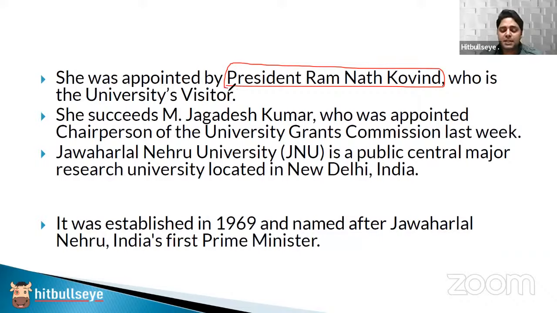But the chancellor rarely visits the university because of many other engagements. So the vice chancellor is the full-time person responsible for looking after the university. Mr. M. Jagdish Kumar was the vice chancellor of JNU, and now he has been appointed as the chairperson of the University Grants Commission. Yes, Delhi University also is a central university, and it also has President Ramnath Kovind as its chancellor. So both Delhi University and Jawaharlal Nehru University are central universities.